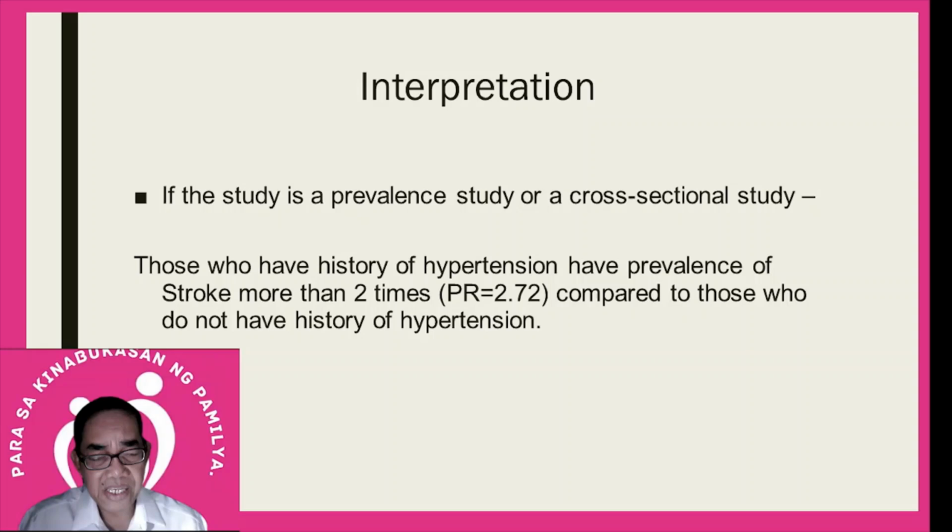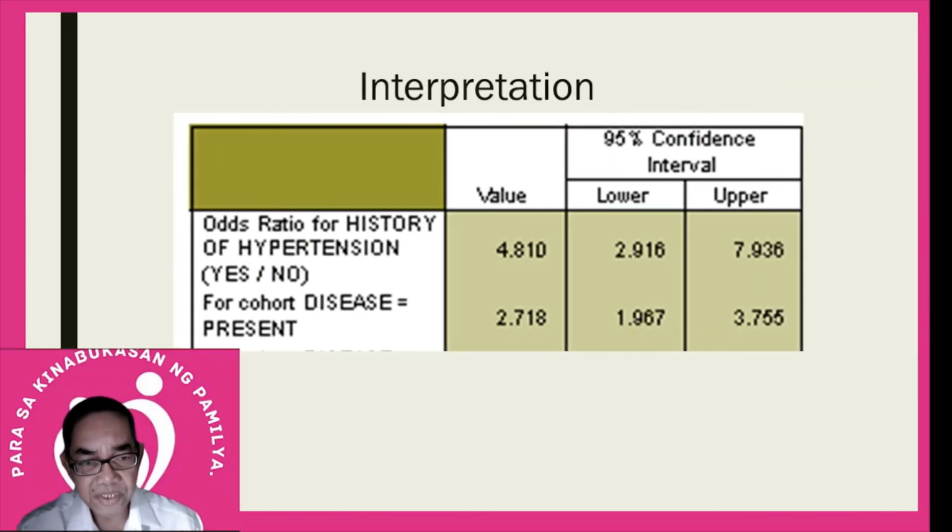If the study is a prevalence study or a cross-sectional study, just go back to the result. If this is a cohort study, you will note that in a cohort study and in a cross-sectional study, the value will be the same. The risk ratio and the prevalence ratio will be the same, 2.7. But the odds ratio will be different, 4.8.